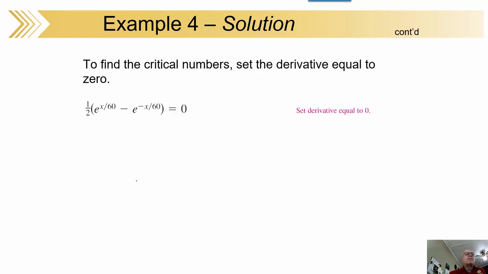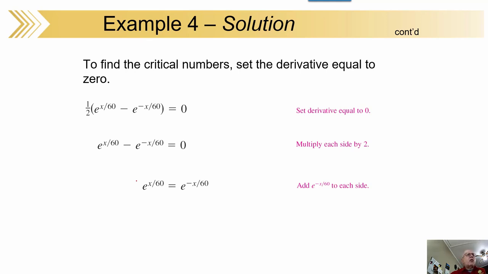So we want to get back to our problem. Find the critical numbers. We set the derivative equal to 0. There you go. Multiply each side by 2. Looks a little bit better. Get it ready to solve. Add that e to the minus x over 60 to both sides. Looks simpler. And where do we go from here?